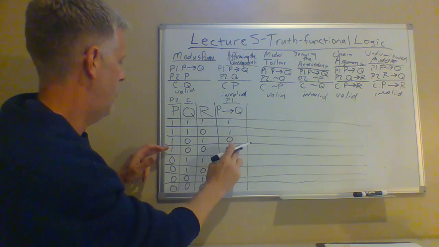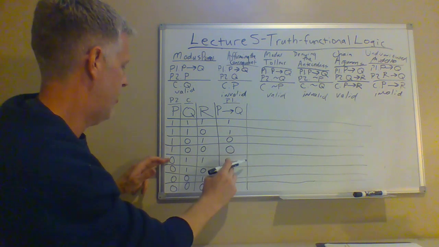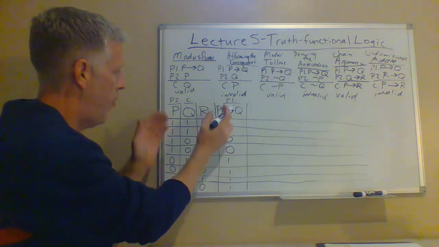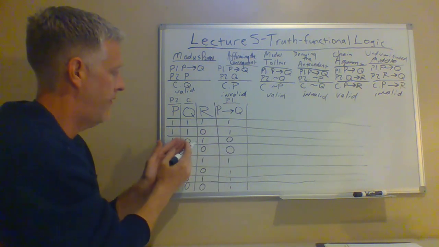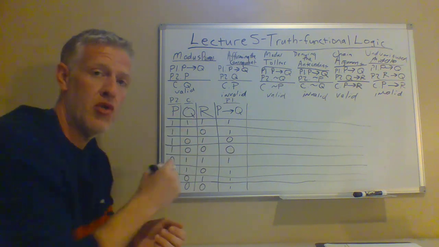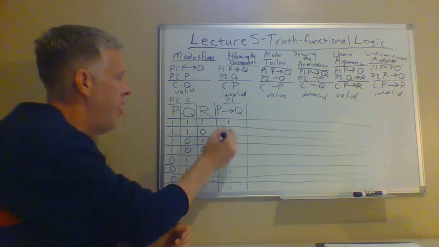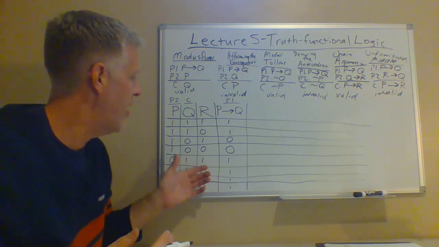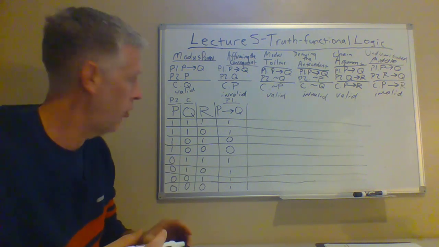Both premises aren't true. Both premises aren't true. Okay, so we're not able to find a row where all the premises are true and the conclusion's false. Because each row where the premises were both true, the conclusion also turned out to be true. So that's why then modus ponens is valid. We can't find a row in the truth table where the premises are both true and the conclusion is false.